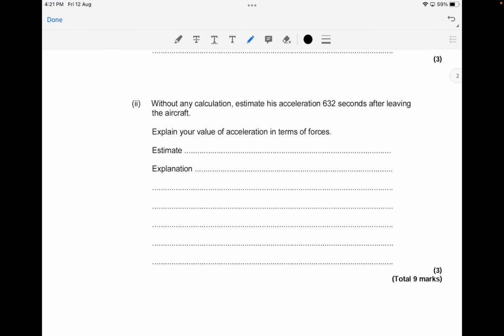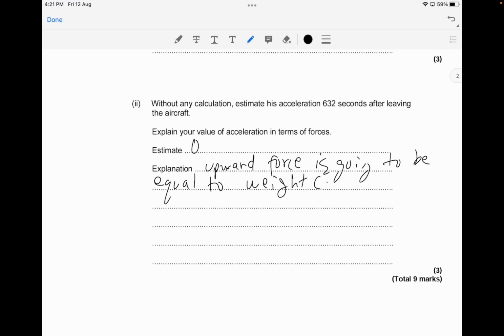Now, without any calculation, estimate his acceleration 632 seconds after leaving the aircraft. This is going to be 0. The reason is that the upward force, just like I said, which is the drag or the air resistance, is equal to the weight, which in this case is the gravity affecting the parachutist.